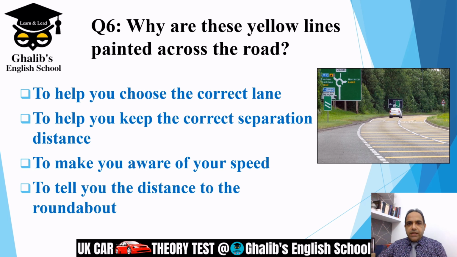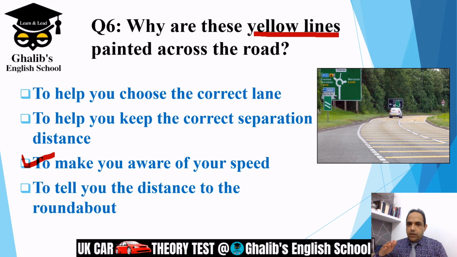Question number 6. Why are these yellow lines there across the road? They are asking you about these yellow lines. They are there to help you choose the correct lane, to help you keep your correct separation distance, to make you aware of your speed, or to tell you the distance to the roundabout. These lines are there to make you aware of your speed. As soon as you drive over them, you will hear the noise of your car change.